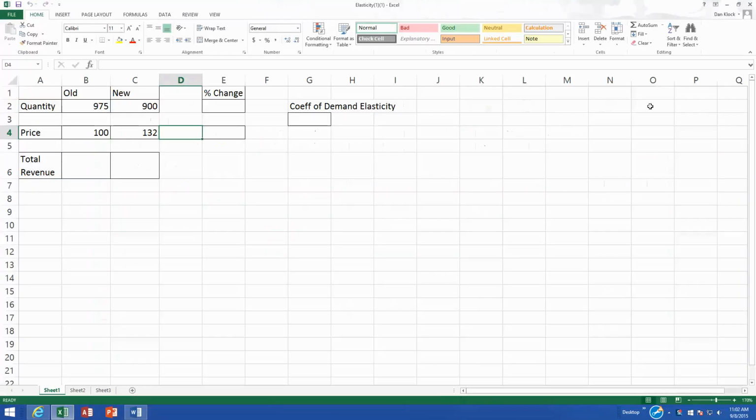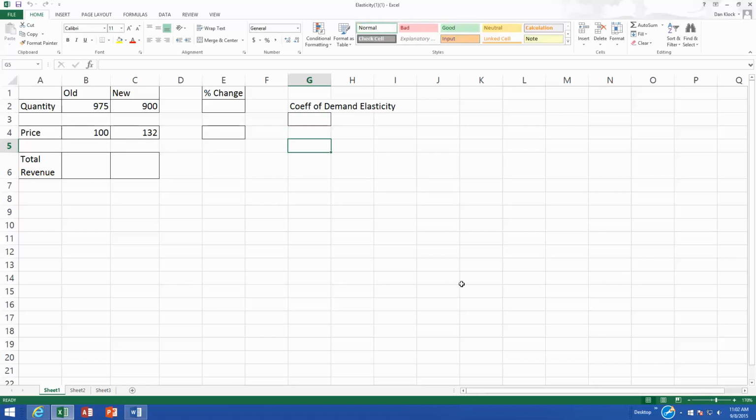So here's our Excel file again, looking at raising prices. Our price, the old price was 100. We raised it by 32 bucks. Quantity at the old price was 975, but when we raised prices, we lost some buyers. So is this a good move or a bad move? We're going to figure out, again, the coefficient of demand elasticity.